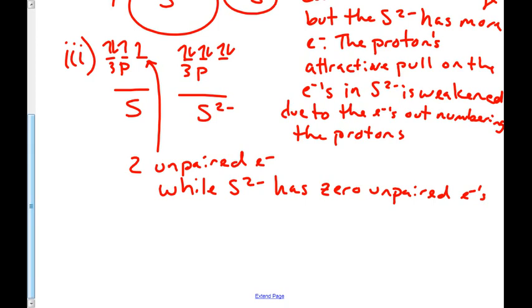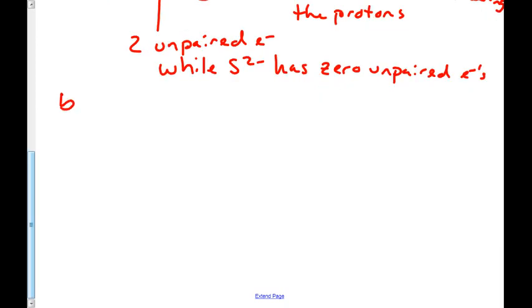Stay with me. Here we go. The S2 minus ion is isoelectronic with the Ar atom. From which species, S2 minus or Ar, is it easier to remove an electron? Explain. You do not need to know what isoelectronic is, but let's say you're sitting there thinking, man, what does that mean? Okay, let's think about what that means. So you just had this: 1s2, 2s2. I'm just rewriting this.